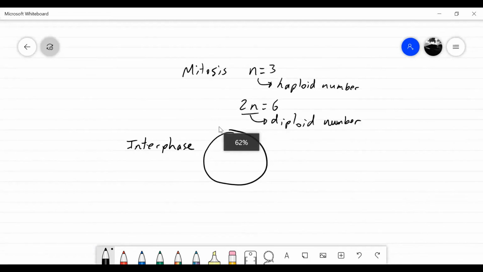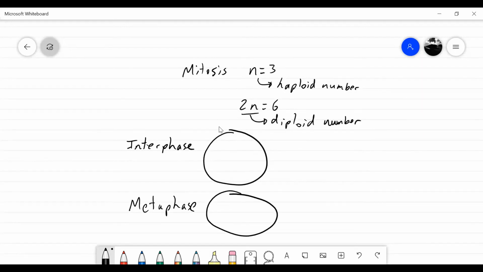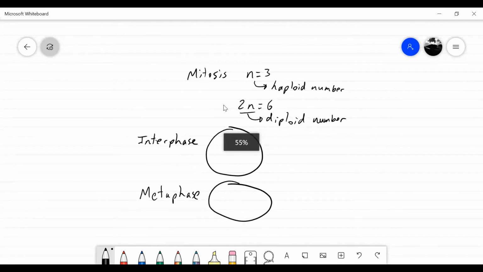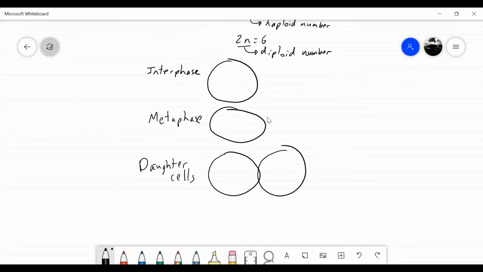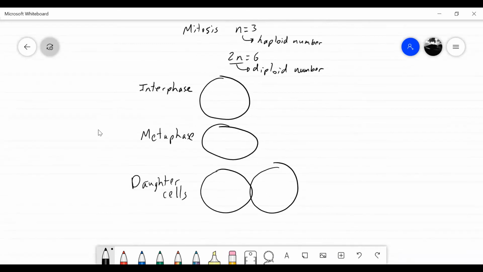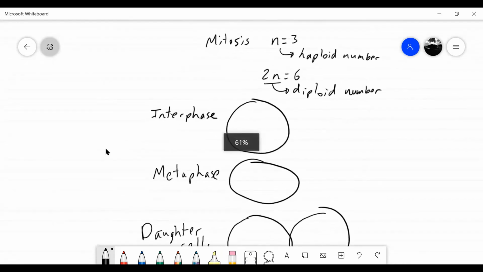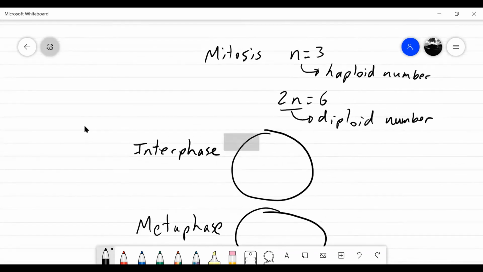So interphase, metaphase. Okay, maybe I will make that a little larger in a moment. And we have the daughter cells. So you can get fancy if you want, but what I really want to see is just that you can count, okay? So in this case here, you get half a mark.